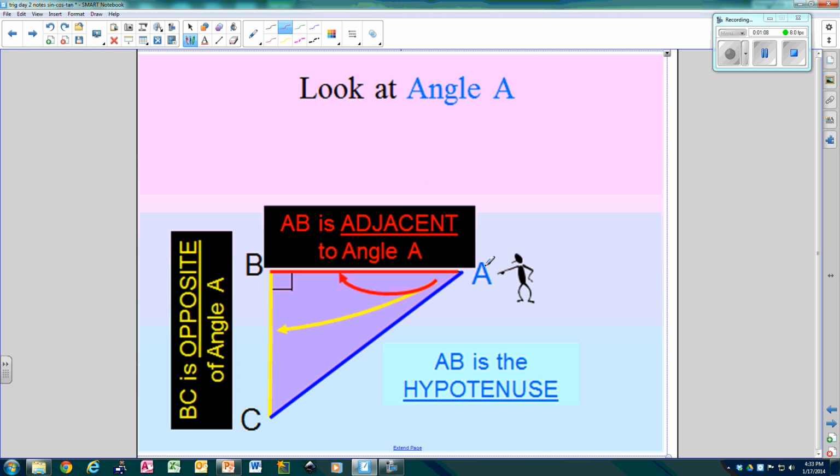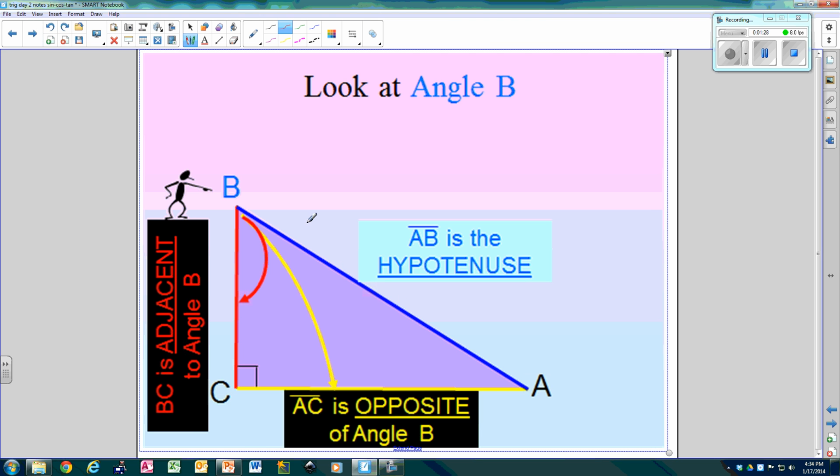So let's look at angle A here. Notice that this is adjacent, so this would be your adjacent side. This is opposite, so this would be your O. This would be your A. This would be your O. Now this is your hypotenuse. So nothing has changed.